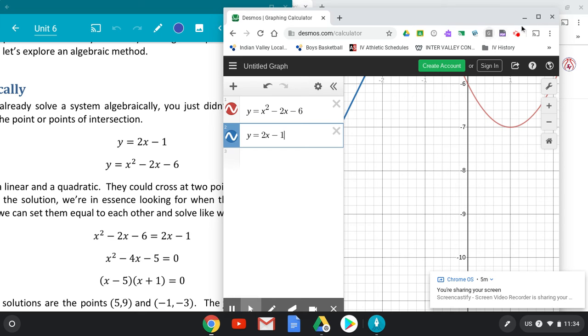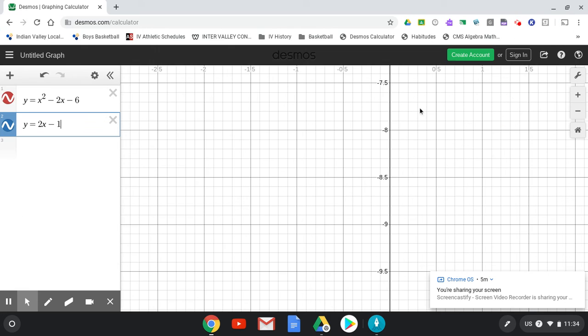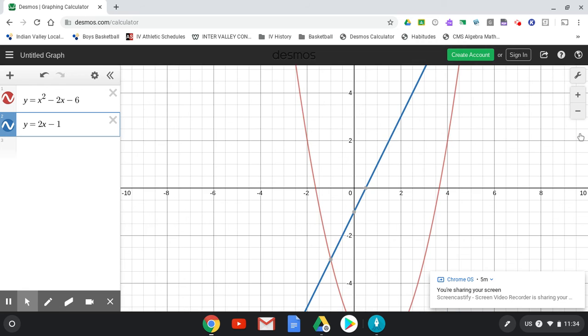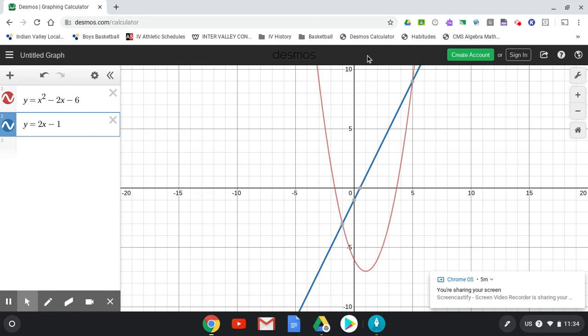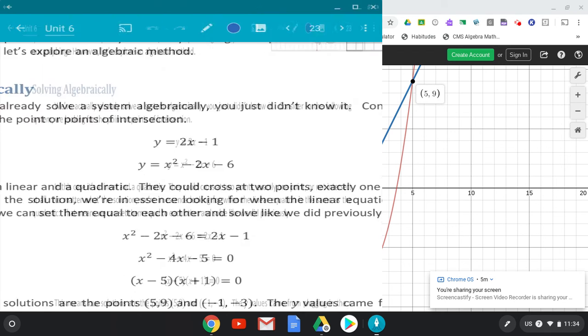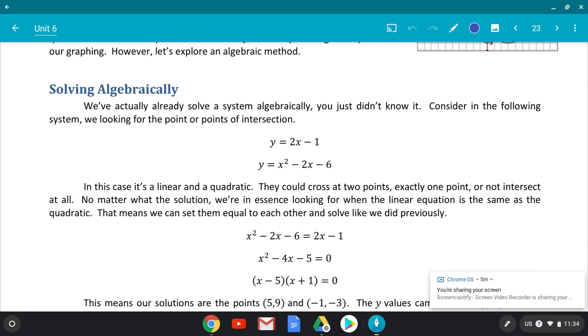Now, you can see on my Desmos right away that I can't really see that. If I hit the home button, it brings me back in, and then I can zoom in or out from there. And now I can find my points of intersection being (5, 9) and (-1, -3). So let's look at this and put us all back into context of what we're doing here in section 6.4.